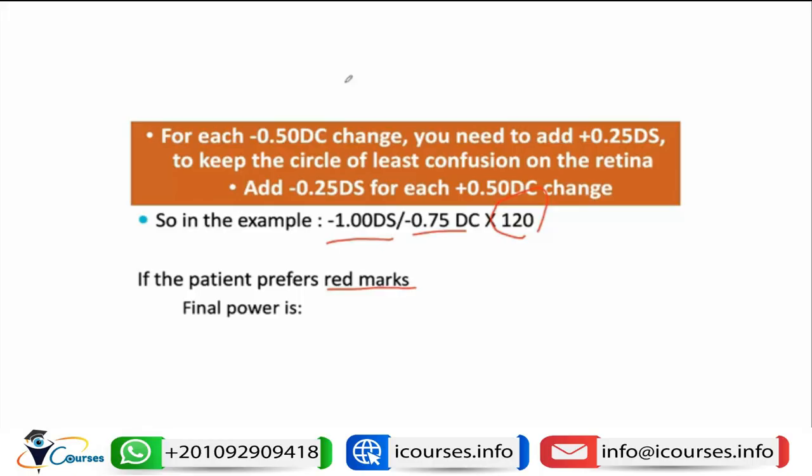But if we change the minus cylinder power without adjustment of the sphere, then we will change the circle of least confusion position in relation to the retina, and this will lead to the principle of the Jacksonian cross cylinder no longer working. So what we need is to adjust the sphere as well.